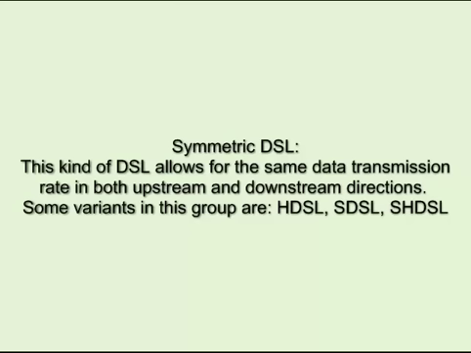Symmetric DSL. This kind of DSL allows for the same data transmission rate in both upstream and downstream directions. Some variants in this group are HDSL, SDSL, and SHDSL.